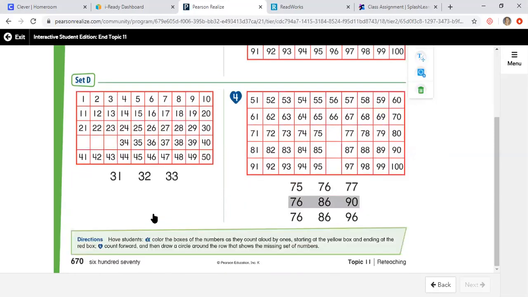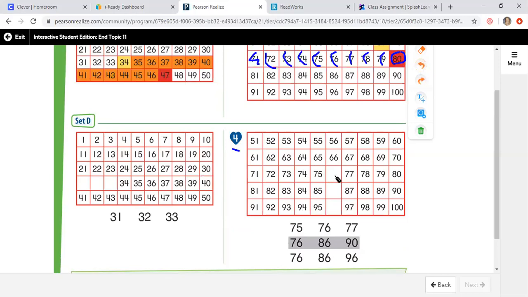Great job, guys. Now for number 4, count forward and then draw a circle around the row that shows the missing set of numbers. So we need to count and figure out which numbers are supposed to go in here because they're missing right now. There's a couple ways we can do it, remember? We can count from 71 and figure out what number comes next. We can also look and see that this number should be in the 70s and it should have a 6 in it. So 76.